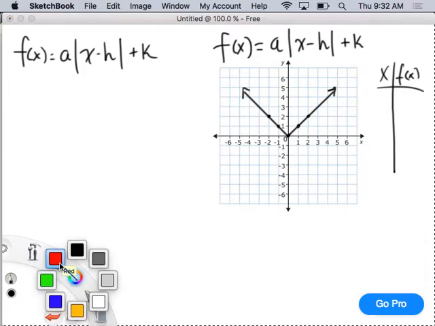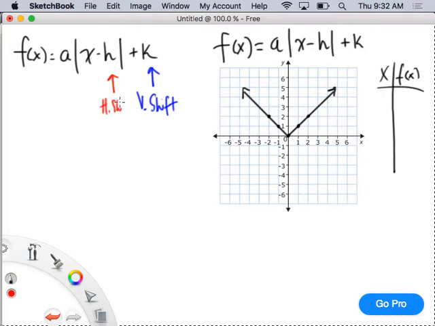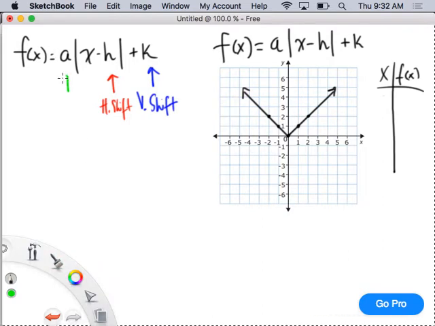First off, let's talk about what we know. This k, what does that do to our function? It's a vertical shift. What does the h do? Horizontal shift. And what is the a? Slope.